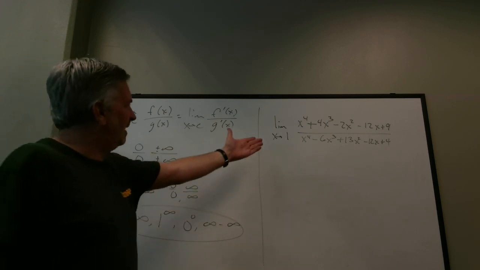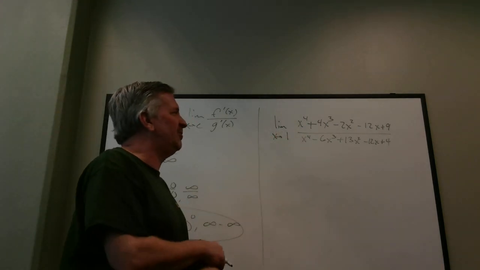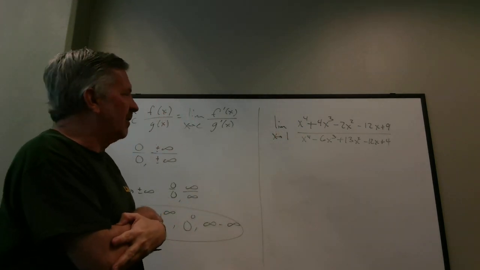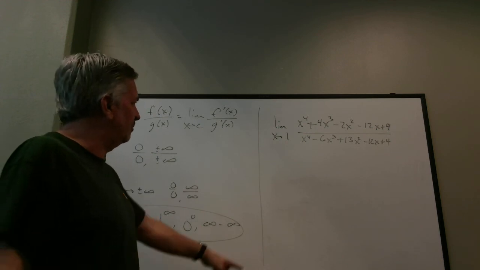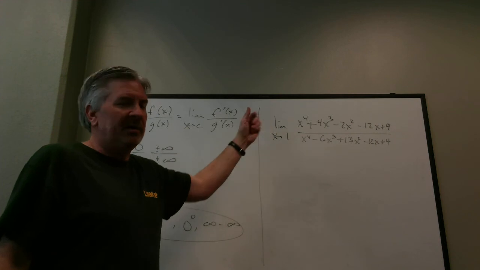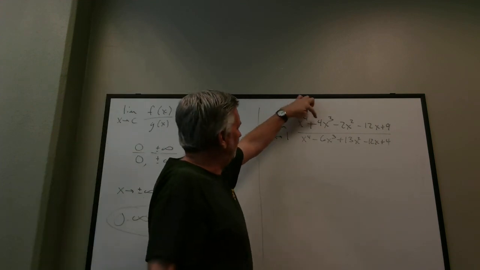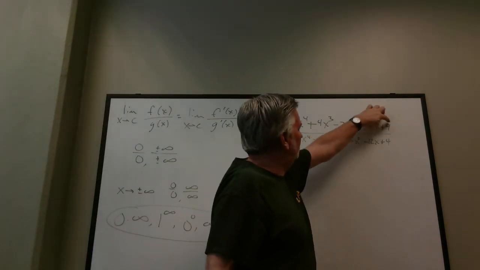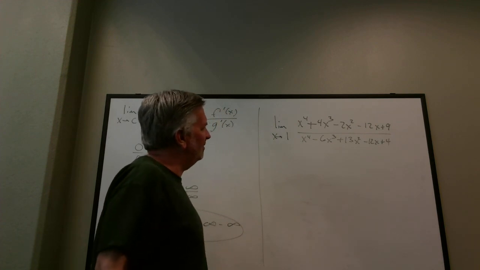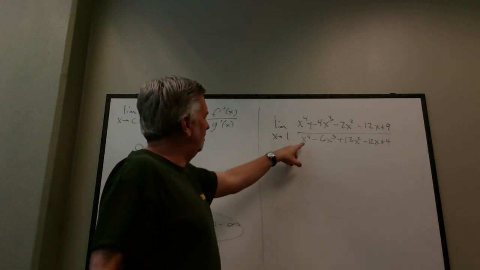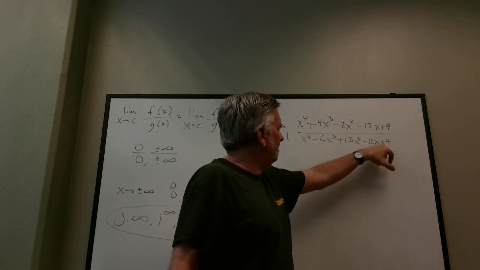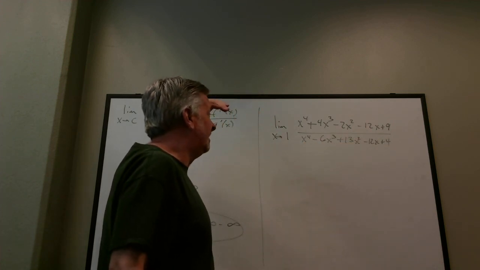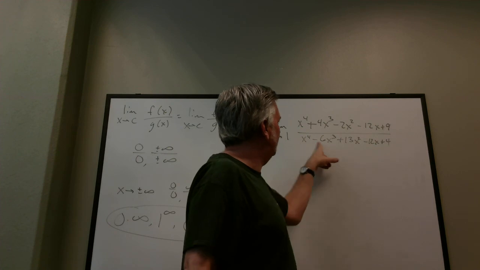Okay, it says find the limit as x approaches 1 of this rational function. Now remember, when you learned in Calc 1, to take the limit of a rational function as x approaches a constant, you try to plug in first. If I plug in, I'll get 1 plus 4 minus 2 minus 12 plus 9. That's 5, that's 3, that's 0. And if I do the same thing in the denominator, I get 1 minus 6 plus 13 minus 12 plus 4. That's 18 minus 18, which is 0.